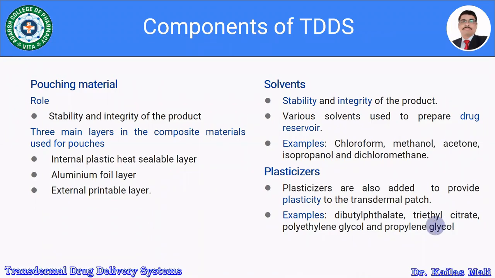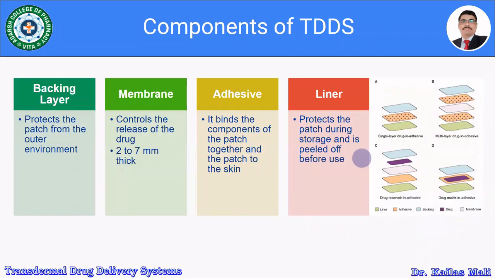Let us move further and summarize the components of the transdermal drug delivery system. The main components are the backing layer, rate controlling membrane, the adhesive layer, and the release liner. The backing layer protects the patch from the outer environment. That is the main role of the backing layer. The rate controlling membrane controls the release of the drug. Generally, it has a thickness between 2 to 7 mm.